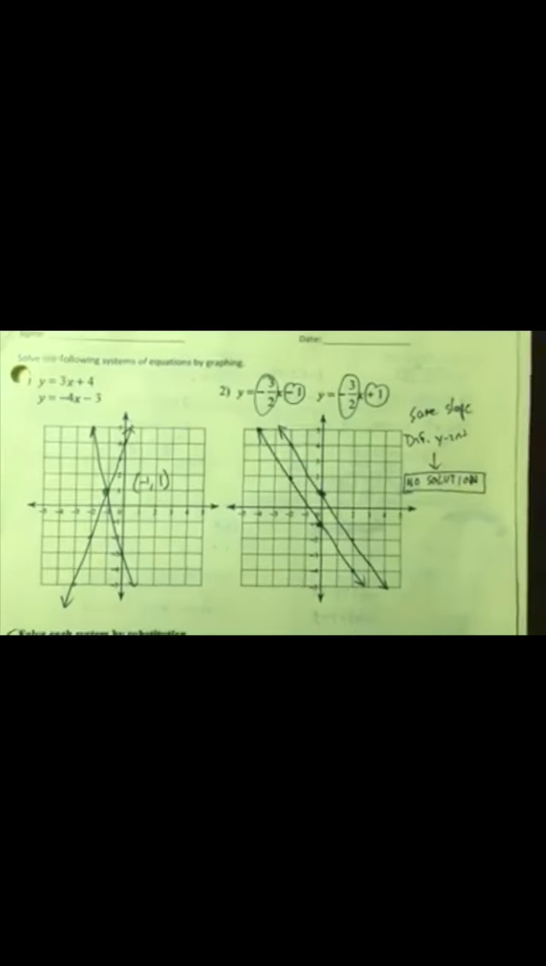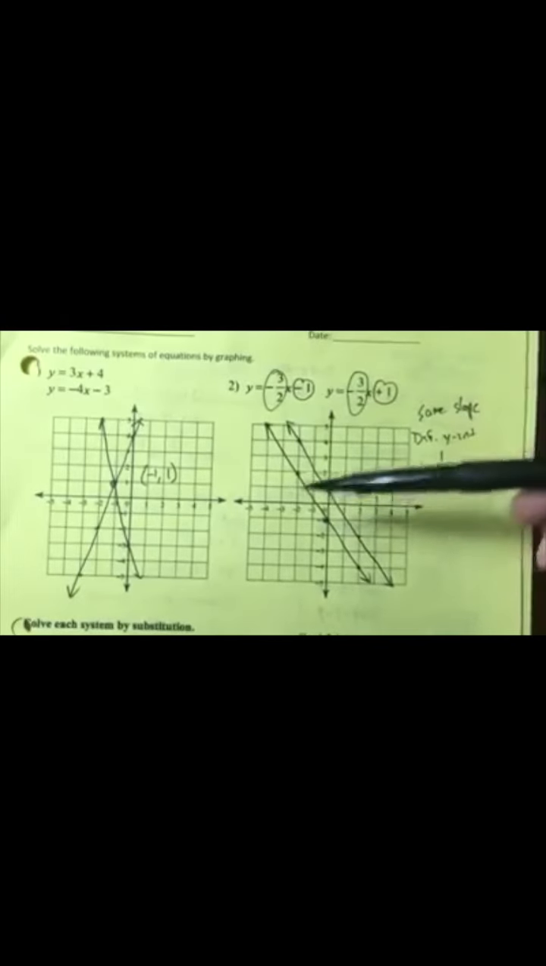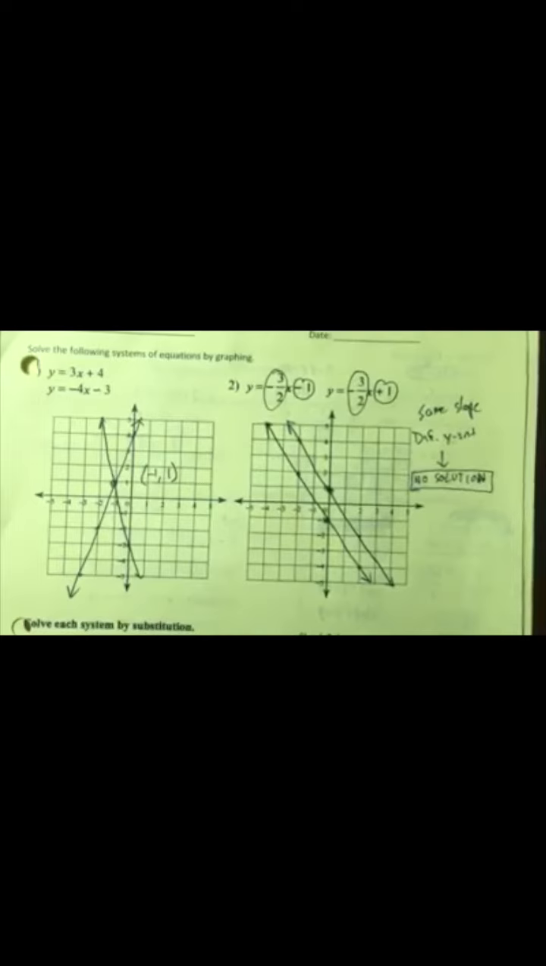And because they have the same slope but a different y-intercept, that means they're going to have no solution. They're going to have no solution, meaning they're never going to intersect, and there's never going to be an xy pair that satisfies both equations. So this pretty much covers graphing.